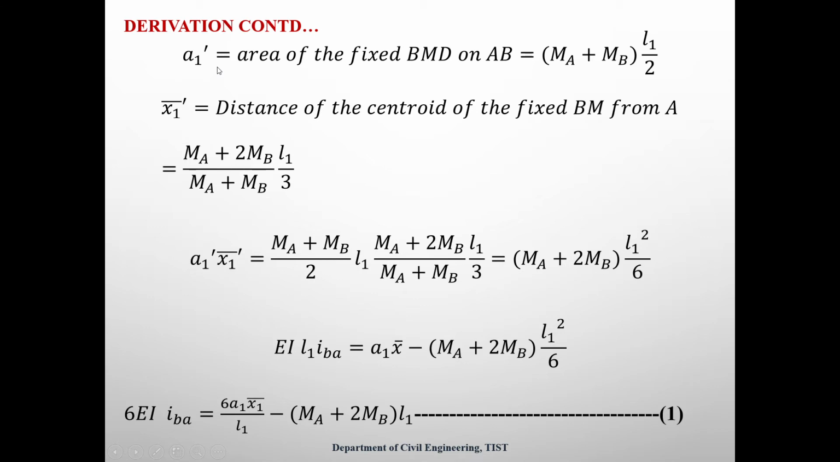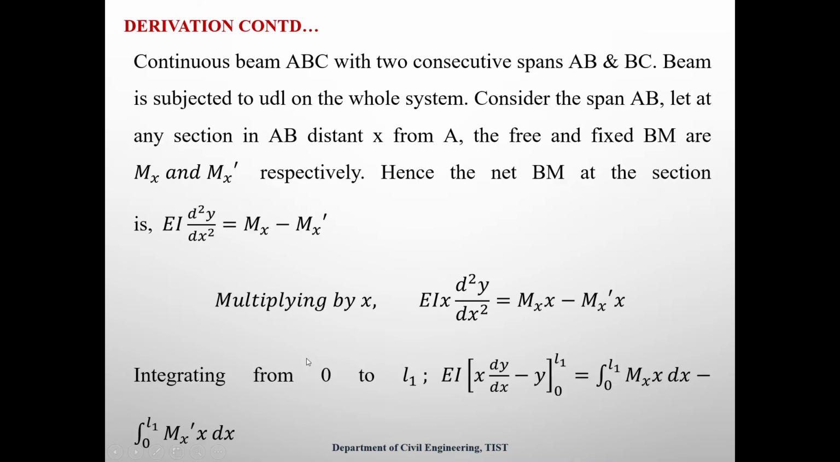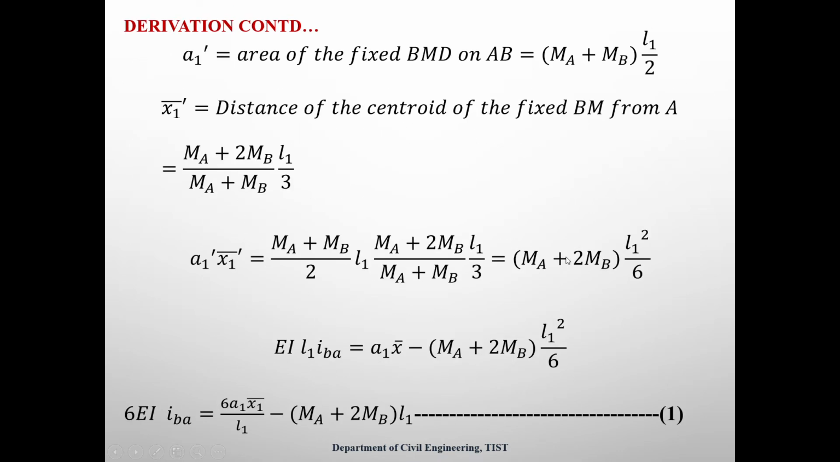Then A1 dash means the area of the fixed bending moment diagram for the span AB. This is the shape of a trapezium. Then the area of that trapezium will be given by (MA plus MB) into L1 by 2.